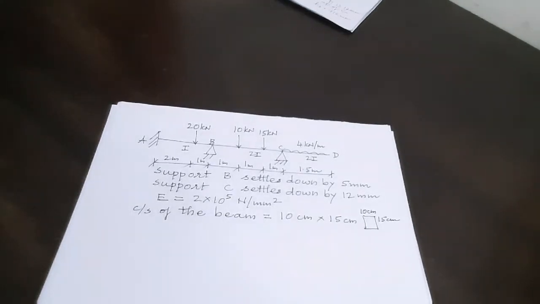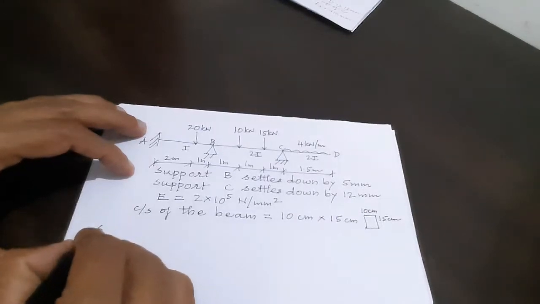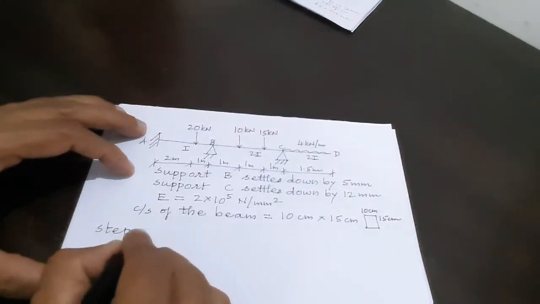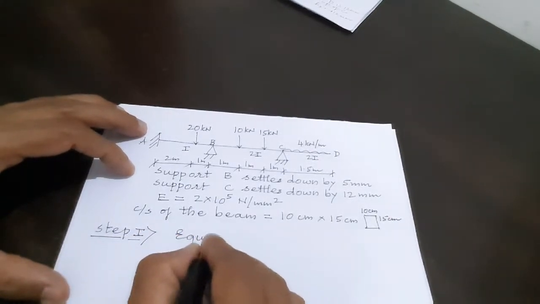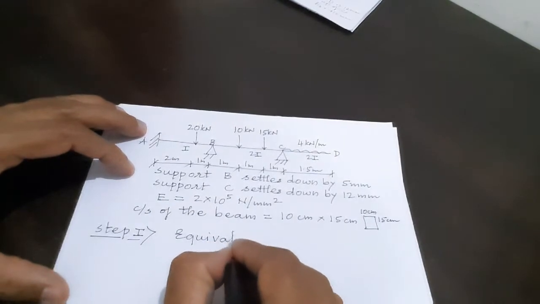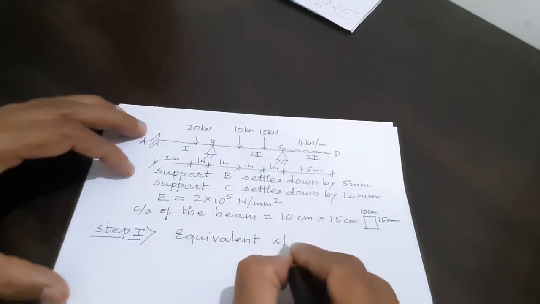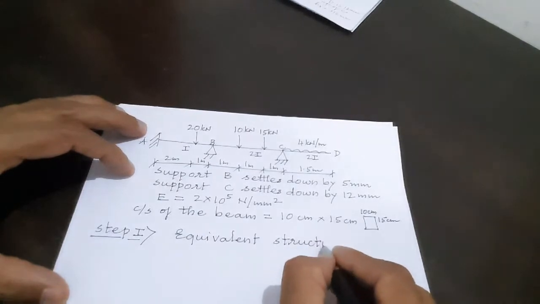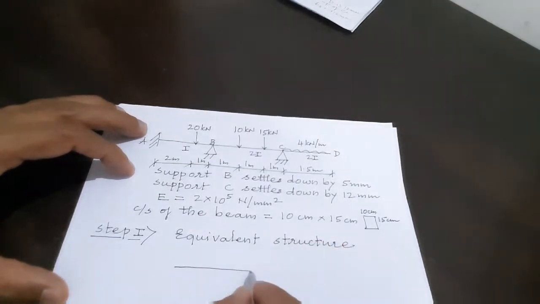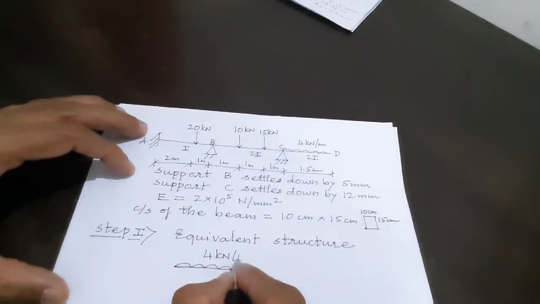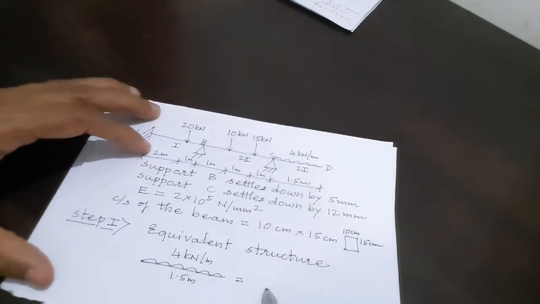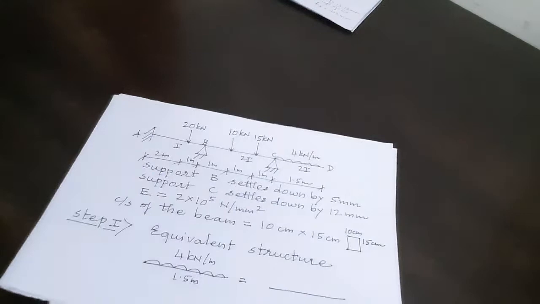Now my friends, step 1, the first step is to find out the equivalent structure, because the overhanging portion is there. We need to convert that overhanging portion into equivalent structure. Now let us say this overhanging portion CD, I am drawing it. This is 4 kilonewton per meter for 1.5 meter. Now I can convert it into equivalent structure. I will leave CD portion blank and convert it into equivalent structure.